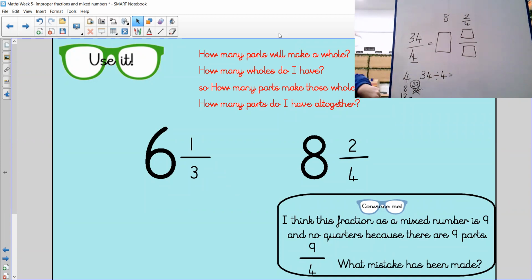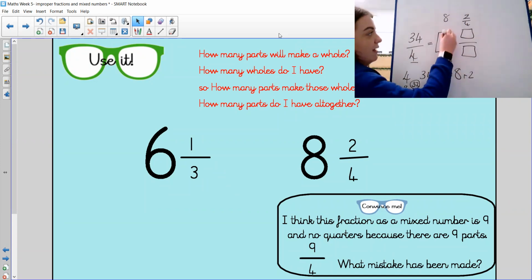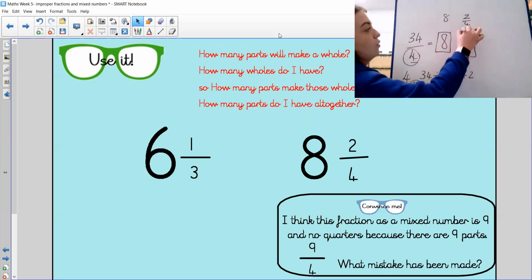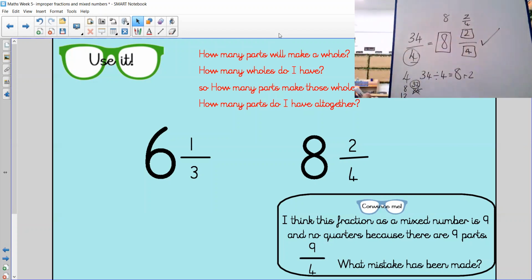So 1, 2, 3, 4, 5, 6, 7, 8. I can make 8 groups. And how many will I have left over? Remainder 32, 33, 34, remainder 2. Okay, so that is telling me I can make 8 wholes and I've got a remainder of 2 parts, but it's not 2 whole numbers, it's 2 quarters. There we go. So well done if you got that right. And also well done if you managed to check your answer using our learning from the last few days.